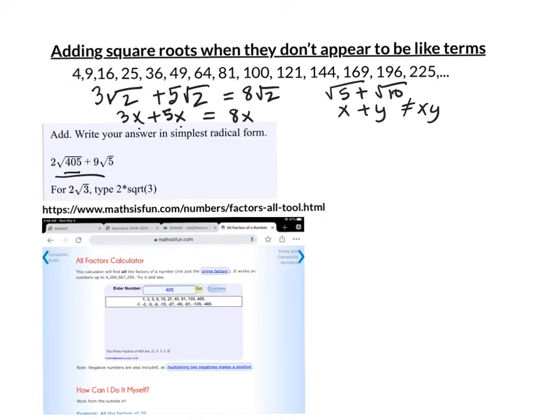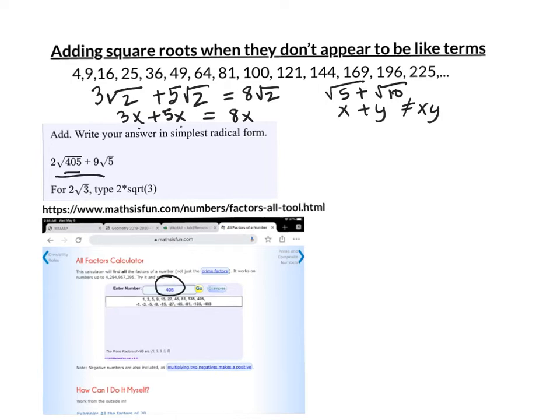405 does simplify. And I went to the factor calculator on mathisfun.com. I'll put a link in on the calendar and on the WAMAP assignment. But you can go down there and punch in the number 405. These are small, I apologize. And look for perfect squares.